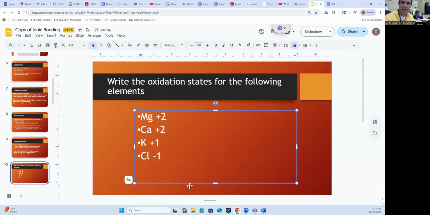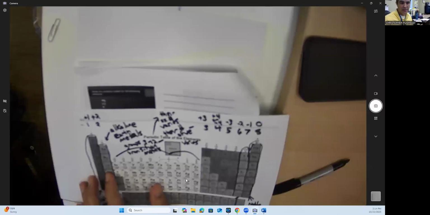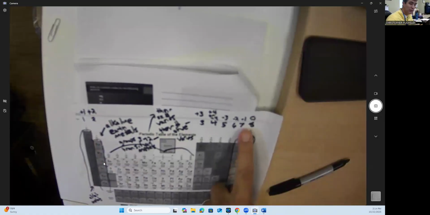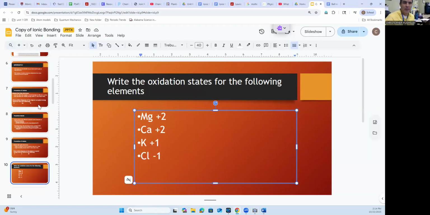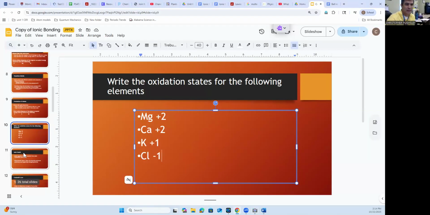You say, well, how did I come up with those numbers? I got those from the oxidation numbers. Those are the most common ions formed by these elements. And so magnesium and calcium, both are +2. And chlorine is going to be -1. Okay. All right. Next slide here.